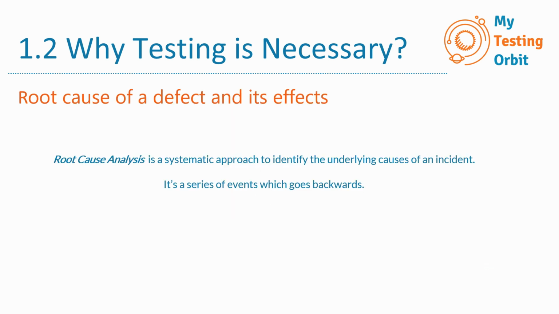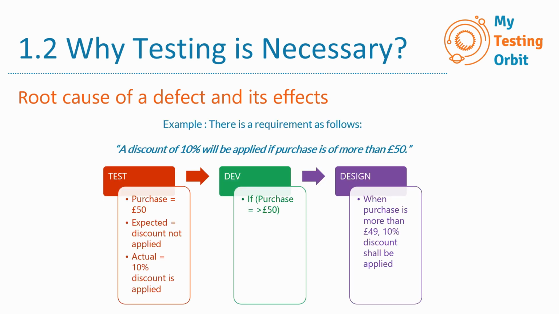It's a series of events which goes backwards. That's what we meant: if we have figured out this issue during testing, then we will go backwards and see where the issue actually was, and why there was an error, because clearly it's not behaving the way it was stated in the requirement.